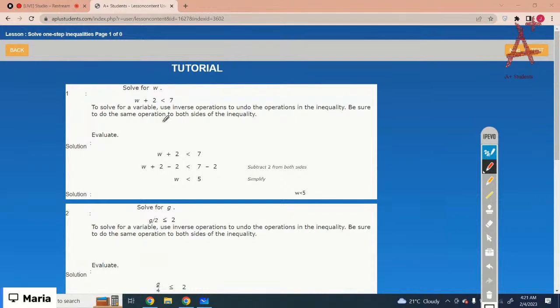Let's start with the first example. W plus 2 is less than 7. So to solve for the variable, we have to use the inverse operations to undo the operations in the inequality. Got it? Like you have W plus 2, you have to isolate the W. So you have to remove that 2 that is added to W. That means you have to subtract 2. Got it? So the correct option is W is less than 5.